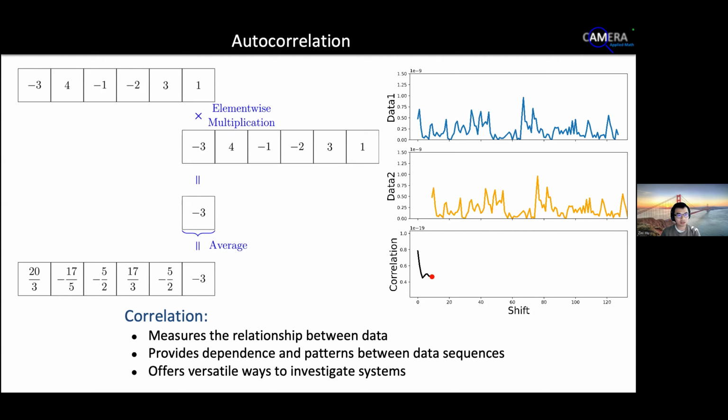So the next question is, what can we get out of correlation? Why is correlation data analysis useful? Why don't we just work with the raw data? What can it provide us? Here I show some examples.